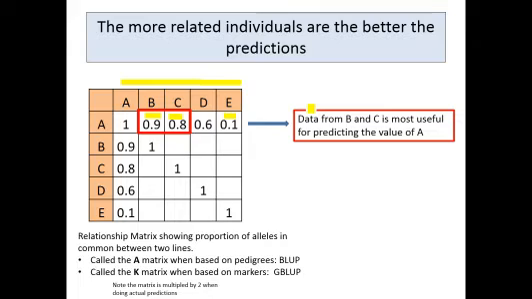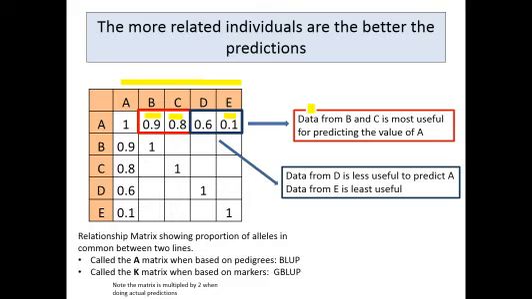Now, if I wanted to do predictions, data from individuals B and C would be fairly useful in predicting the value of A. Data from D is less useful for predicting the value of A, and data from individual E is the least useful for predicting the value of A.